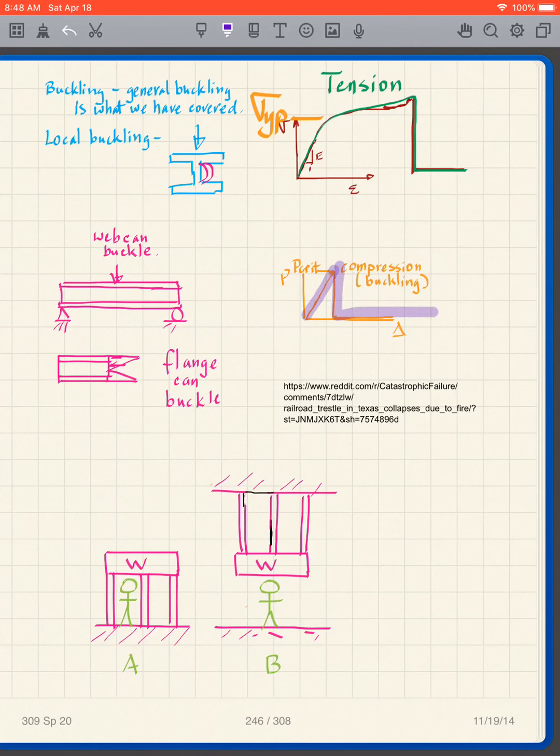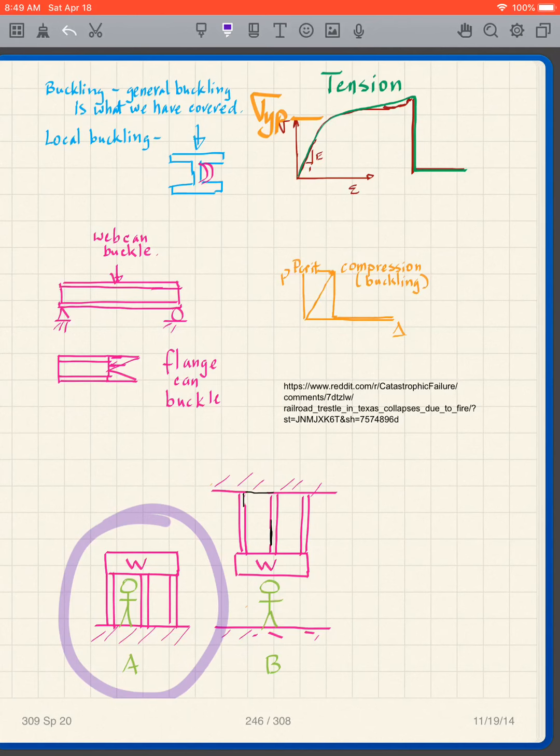So there is a much more dramatic loss of support or resistance when you have buckling. And so here's the thing. I want to illustrate this to a certain extent with something like this.